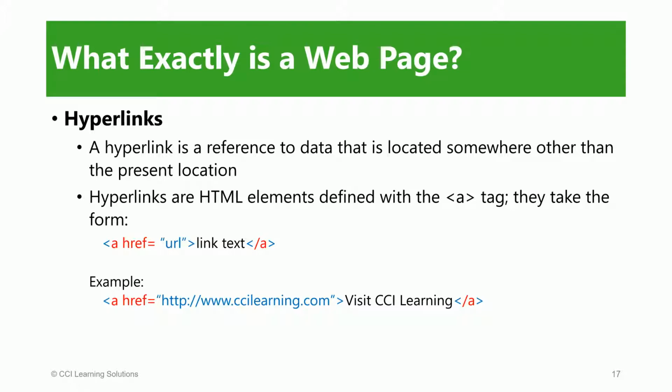Hyperlinks. A hyperlink is a reference to data that is located somewhere other than the present location. Hyperlinks are HTML elements defined with the anchor tag, so a tag. They take the form a href equals URL, link text, and closing anchor tag.